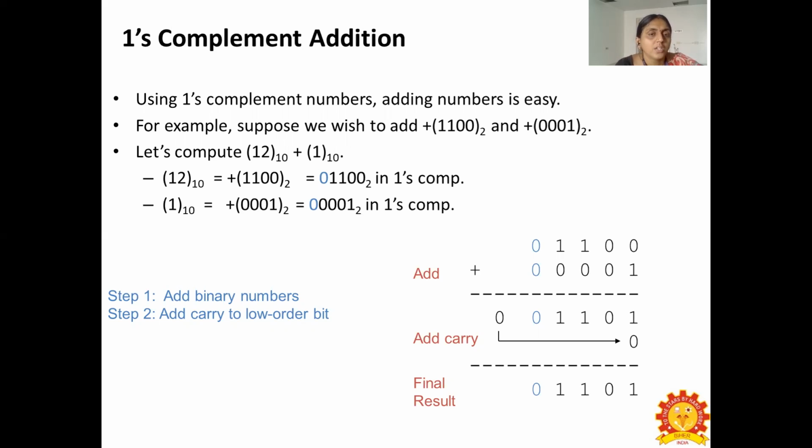So here 12 in base 10 can be represented as 1100, whereas 01100 will be the representation in 1's complement. And when we try to add the given numbers, we get 0 plus 1, 1, and so on. Again we are adding 0, and finally we are getting 01101.